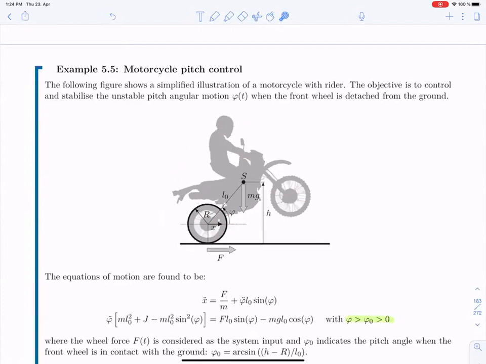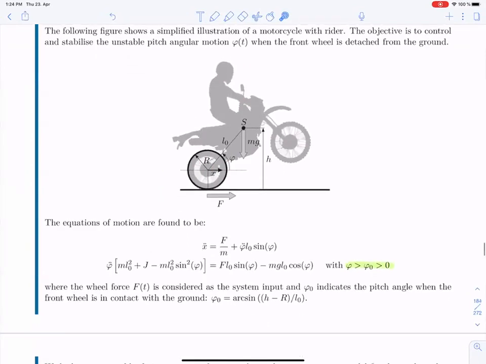So what you can see here, this is a simplified version, of course, of everything. This is the motorcycle plus its rider. The S denotes the center of mass. And obviously, this is the pull of gravity, so this is M times G. And we assume that this height is denoted by H. And then there is some distance here between S and the rear axle, which is L0. So there's the wheel radius.